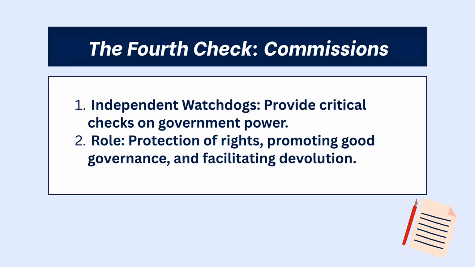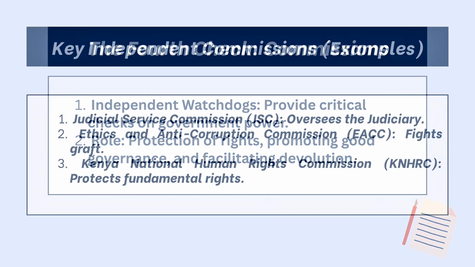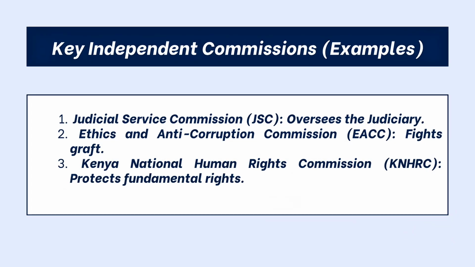Fourth check. The fourth check is performed by independent commissions. These are essential independent watchdogs that provide critical checks on government power. Their role is the protection of rights, promoting good governance, and facilitating devolution. Key commissions. Key examples include the Judicial Service Commission, which oversees the judiciary, the Ethics and Anti-Corruption Commission, which fights graft, and the Kenya National Human Rights Commission, which protects fundamental rights.